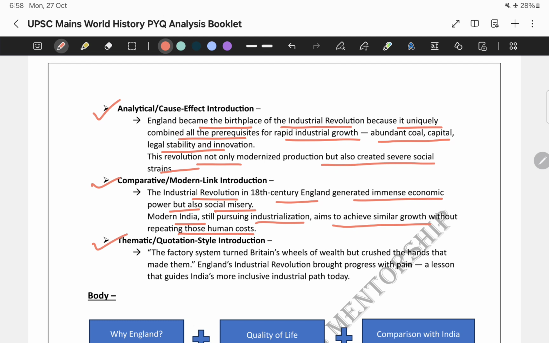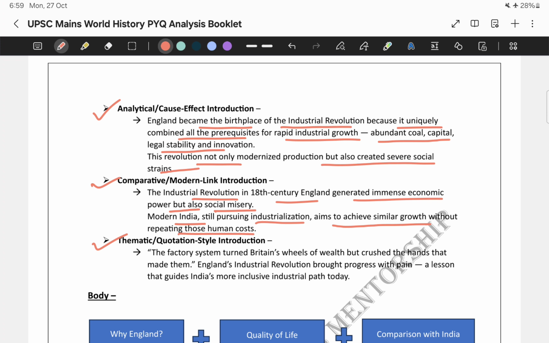Last is the thematic or quotation style. In GS answers also, it is often said that you need to use quotations in your essay paper or in the optional paper. But in GS answers, like GS paper 1 also, you can use quotations. That's absolutely okay. But how you can use it?